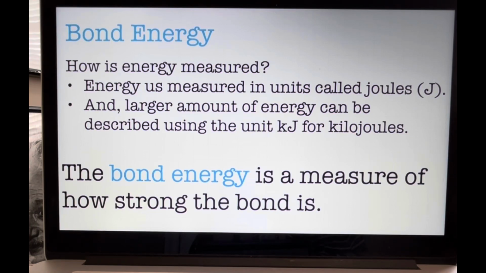Each kind of chemical bond has a specific amount of energy associated with it. Bonds with a high bond energy require more energy to break them apart than bonds with a low bond energy. For example, more energy is required to break an OH bond than to break a CH bond. The bond energy is a measure of how strong the bond is.